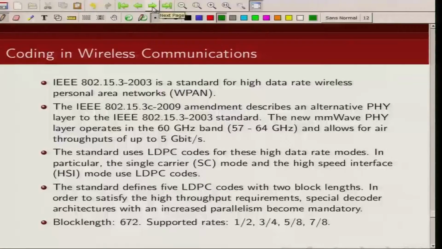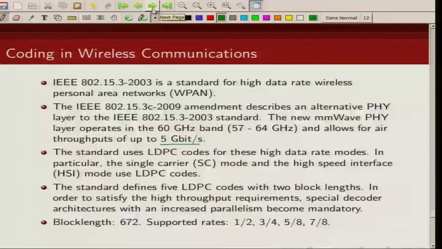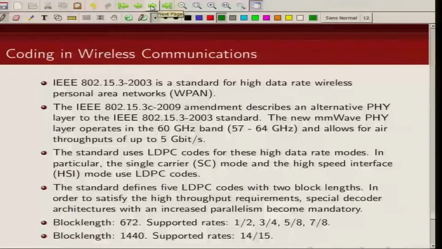Typically the block size here is smaller, and the architecture is such that, because we have to get throughput up to 5 gigabits per second, there is a lot of parallelism and the decoder can be implemented in parallel. So, the rates which are supported: block size 672, and these are the code rates which are supported here. Similarly, for block length of 1440, a code rate of 14 by 15 has been supported.